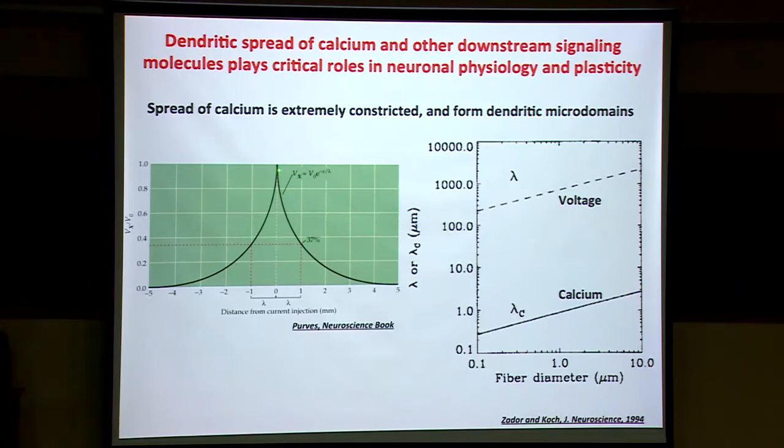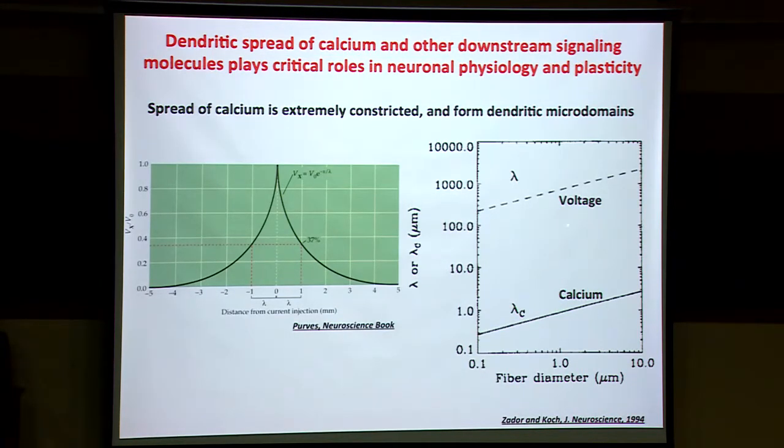You can model it as an exponential, and you can fit an exponential. And you can call the point at which it reaches 37% lambda, basically. Right? So there is a significant difference between voltage propagation and calcium propagation in neurons. If you measure voltage propagation and plot the value of this lambda, it's on the order of hundreds of microns. But for calcium, it is less than a micron. It doesn't spread at all in neurons. It is very, very localized, on the order of 1 micron. And that turns out to be an extremely crucial thing for maintaining localized plasticity and things like that. That's an extremely crucial number.